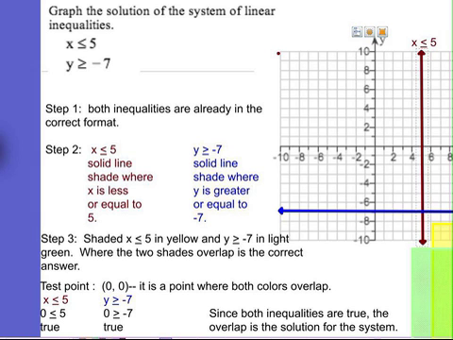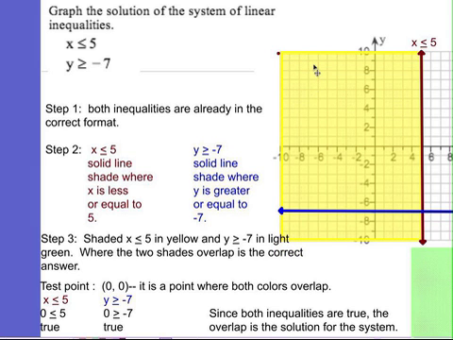All the numbers that are less than 5 are on the left of the line. See the numbers 4, 2, negative 4, all those are less than 5. So we shade that side.